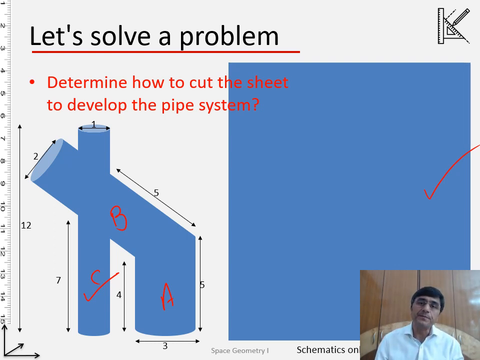But in this case the complexity is that it is not a simple cylinder. Rather, there are two cylinders A and B which are meeting like this. They are not meeting in this manner; rather, they are meeting in an inclined manner. That's one complexity. The other complexity is that cylinder C is passing through cylinder B.